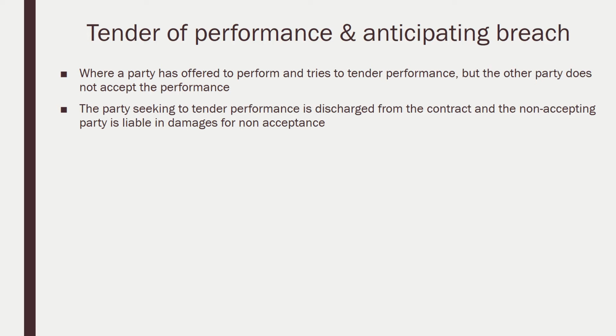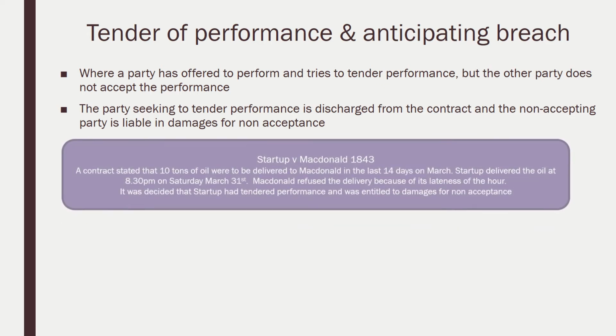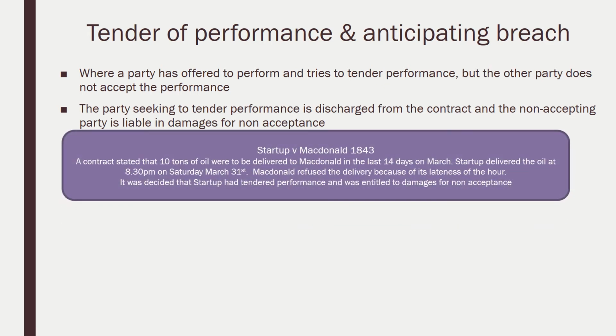If you're unable to perform, then that comes under a different area called frustration that we'll look at in a little while. So the tendering of performance is really well explained in this case, Startup and McDonald. This is where Startup and McDonald had a contract. Startup was going to deliver oil to McDonald, and the contract stated that that oil had to be delivered within the last 14 days of March.